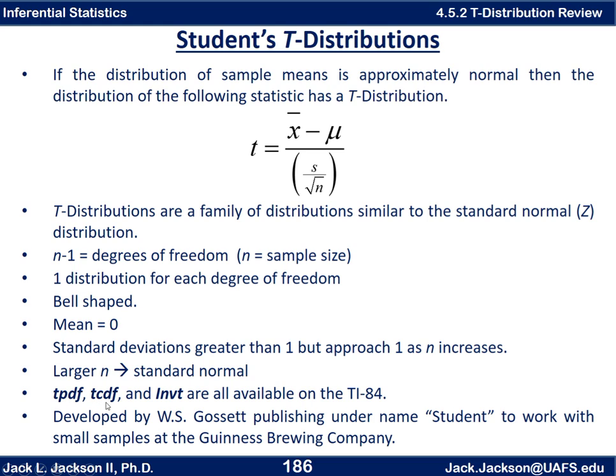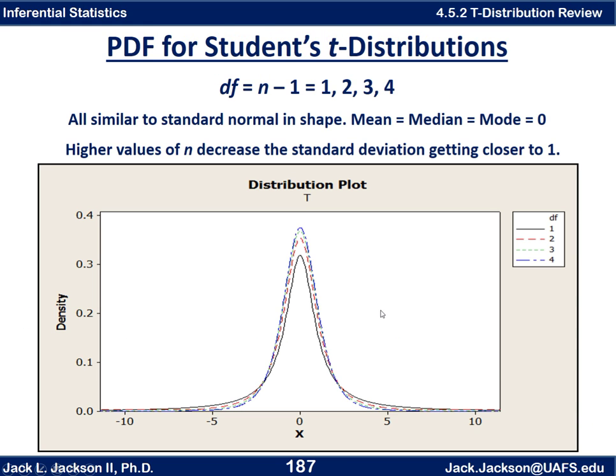There are T-PDF, T-CDF, and inverse T functions all available in the TI-84 and the Inspire. This particular distribution was developed by W.S. Gossett. He was publishing under the name Student to work with small samples at the Guinness Brewing Company. Guinness didn't want him to put his stuff out there as an employee of Guinness, so he published his academic work under the name Student, under a pseudonym.